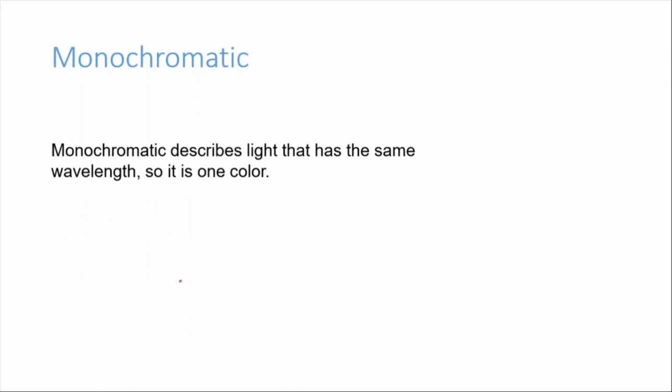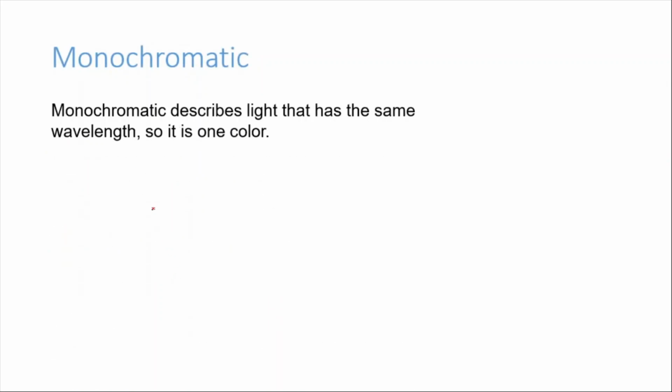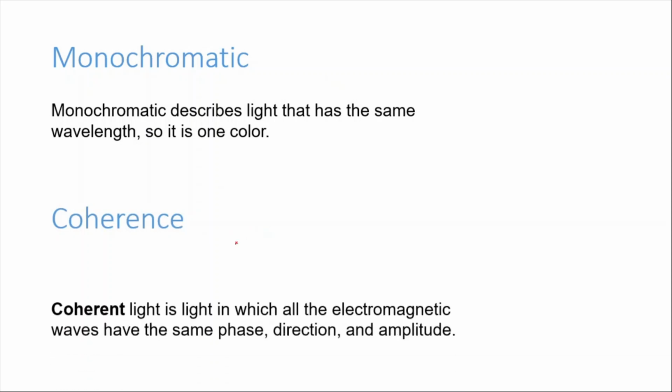So let's continue with the monochromatic light. What does monochromatic light mean? Monochromatic describes light that has the same wavelength, so it is one color. A light of one color is a monochromatic light. What about coherence? Coherence is the light in which all the electromagnetic waves have the same phase, direction, and amplitude. Let's go into the details of the coherent light.